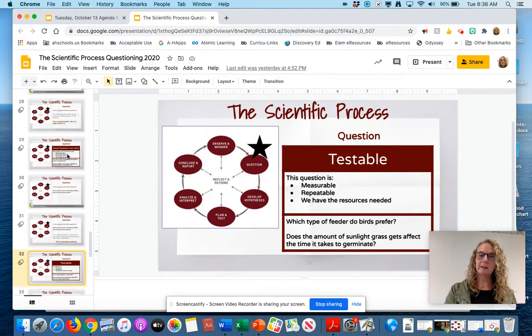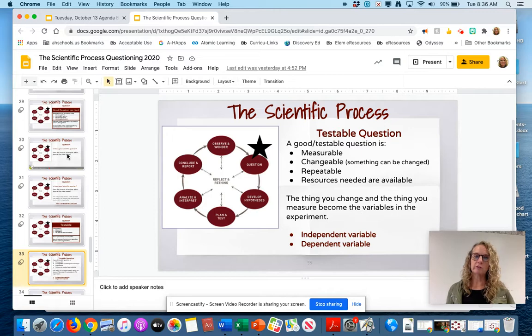Some other questions like that would be, which type of bird feeders do birds prefer, and does the amount of sunlight grass gets affect the time it takes to germinate? So a testable question is measurable, has something that can be changed, is repeatable, and the resources are available.